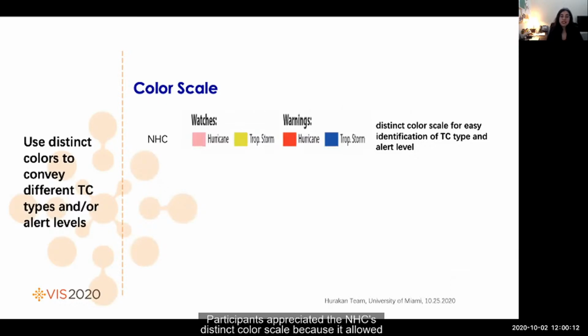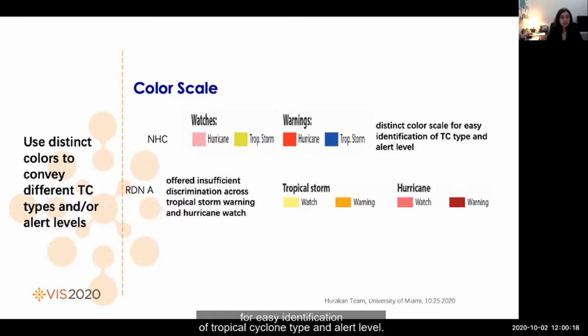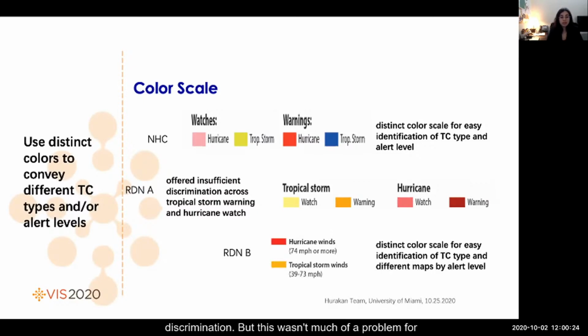Participants appreciated the NHC's distinct color scale because it allowed for easy identification of tropical cyclone type and alert level. For redesign A, not so much. The color scale just didn't offer sufficient discrimination. But this wasn't much of a problem for redesign B because we had different maps to convey alert levels.